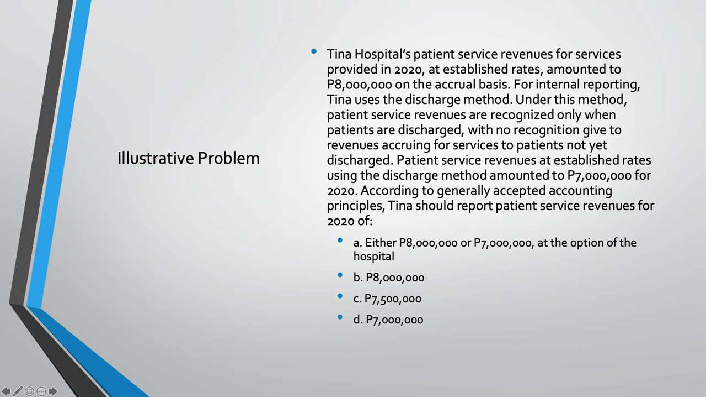A, B, C, or D? Is it A, either 8 million or 7 million at the option of the hospital? Is it B, 8 million? Is it C, 7.5 million? Or is it D, 7 million?